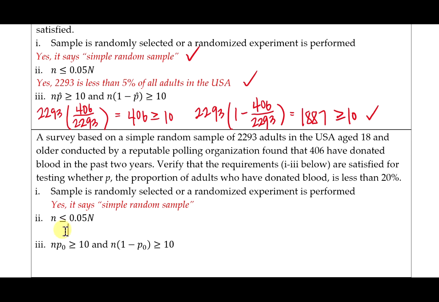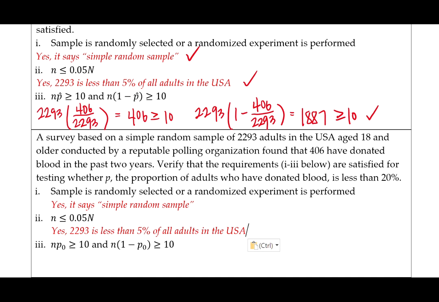The second condition is also the same. My sample size is still the same value, which I need to be less than 5% of the population. 2293 is my sample size, is still less than 5% of all adults in the USA.